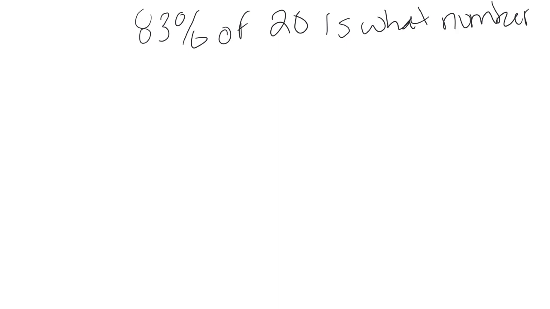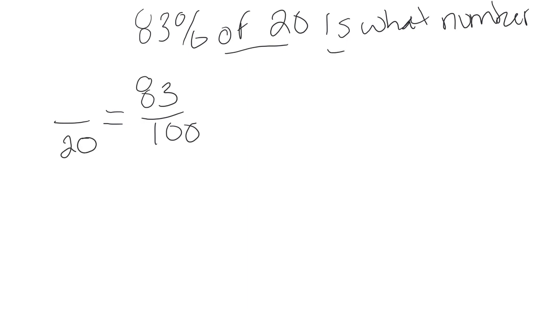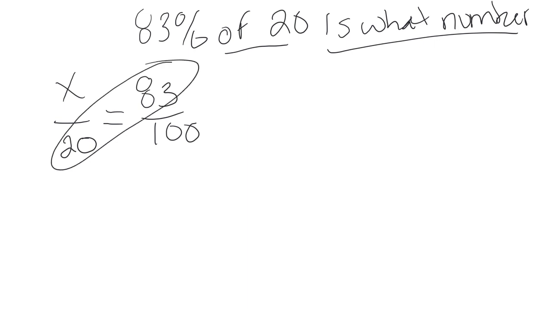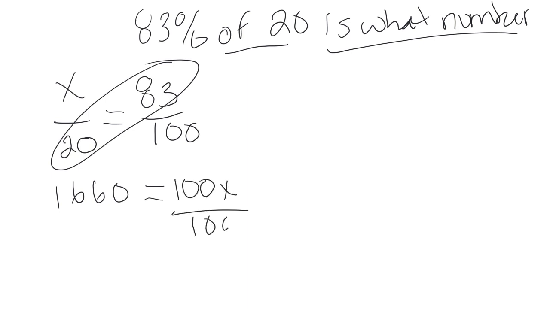So I'm going to start with my proportion. So percent always goes over 100, right? And then my of is 20, and my is what number? So that's my variable, right? So go ahead, multiply those guys together. You end up with 1,660 equals 100x. Go ahead and divide both sides by 100. You end up with 16.6 is what x equals.